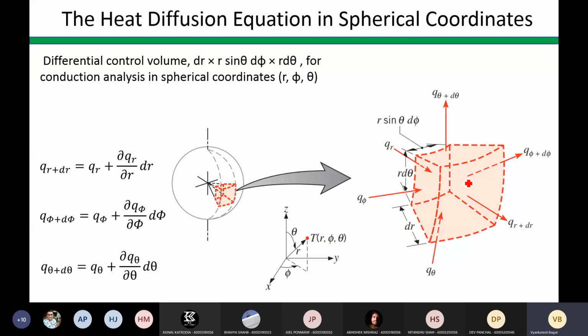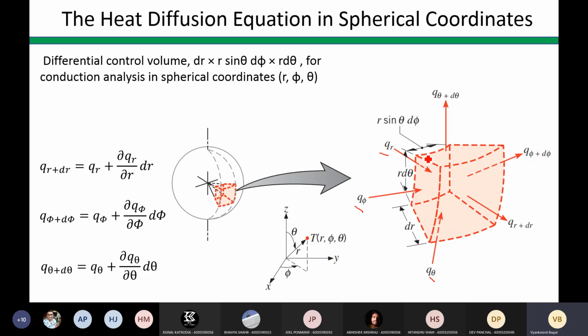So we have a sphere like this, and this is how the spherical element is cut from the sphere, and the exaggerated view is shown. Similarly, we have the terms like Q_r, Q_phi, Q_theta, and the corresponding terms which are going out of the control volume, and then the dimensions of the element: this is r d theta, the vertical distance, which is curved actually. Then the dr along the radius, and this r sin theta d phi, this length. This is again the curved face, right?